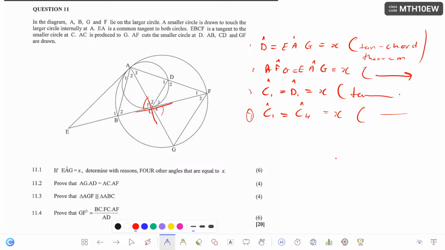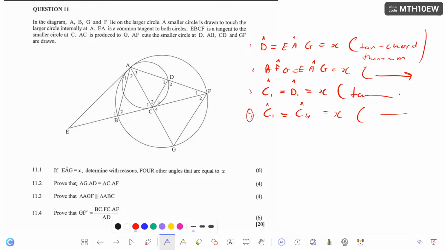Yeah, I'm done. So the first one is this one: tan chord, tan chord, tan chord. You just need to be very careful here. We also have a tan chord here because this small circle has two tan chords, this one and this one.